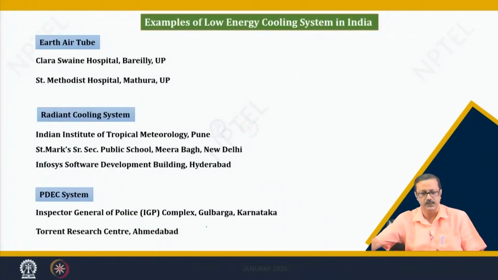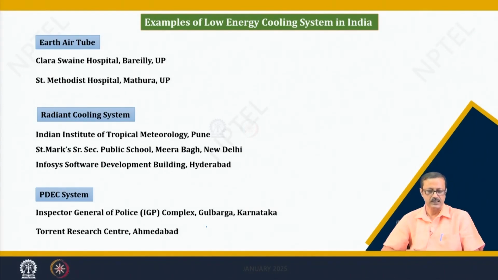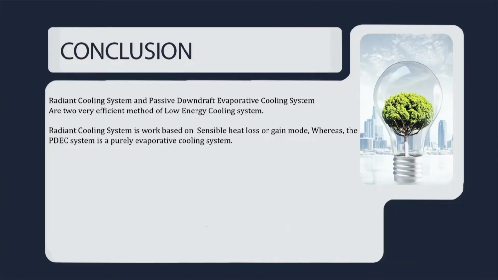So, these are some of the examples of low energy cooling systems in India. There are some books on it, so you can visit those books and learn more about these particular systems. In conclusion, we must say that the radiant cooling systems and the passive downdraft evaporative cooling systems are two very efficient methods of low energy cooling, but definitely we have to look into where to go, which one to adopt, and what the COP value is.